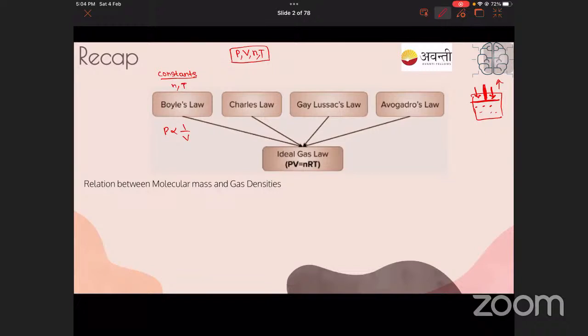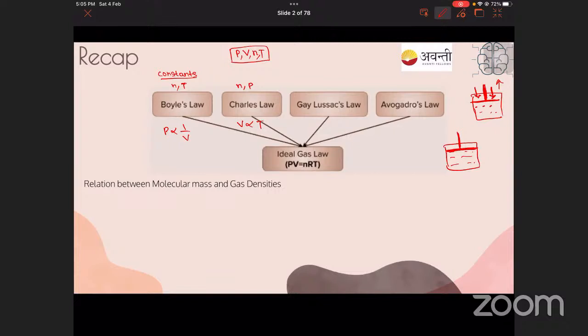Now, in Charles' law, what are the constants? The constants are number of moles and pressure. What is the relation here? Volume is directly proportional to temperature. Let's say we take a container and heat it. To keep the pressure constant, what happens? The piston will go up, the pressure will stay constant, and the volume will increase due to the increase in kinetic energy.